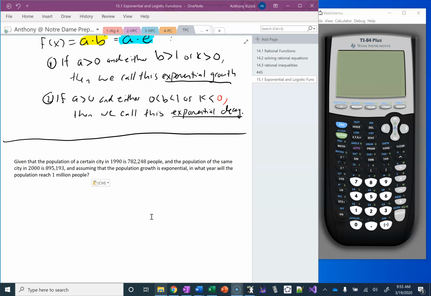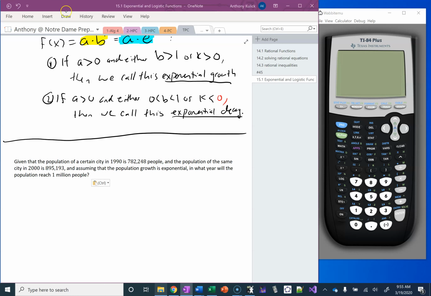Okay, so let's look at an example problem. Given the population of a certain city in 1990 is 782,248 people, and the population of the same city in 2000 is 895,193 people, and assuming the population growth is exponential, in what year will the population reach 1 million people?